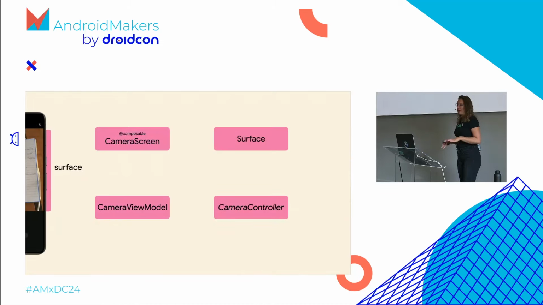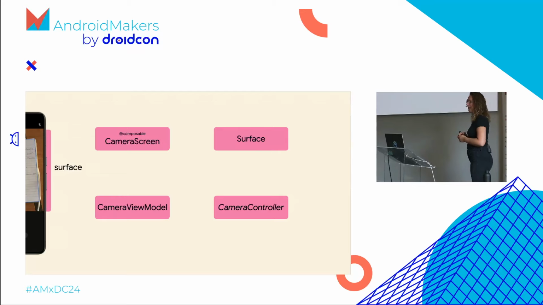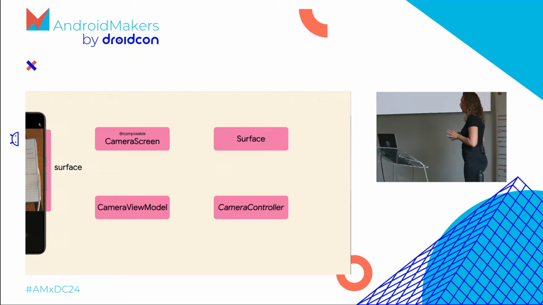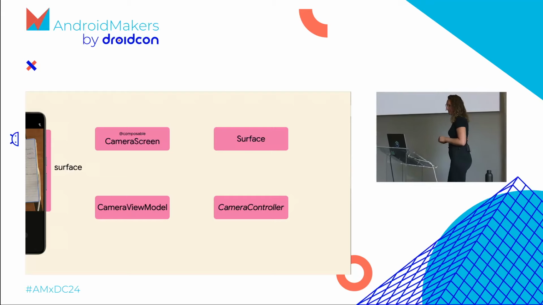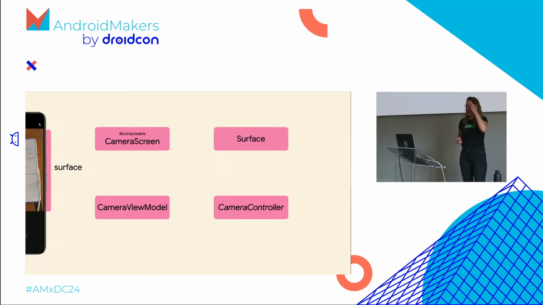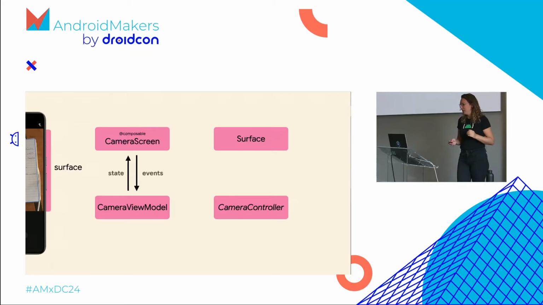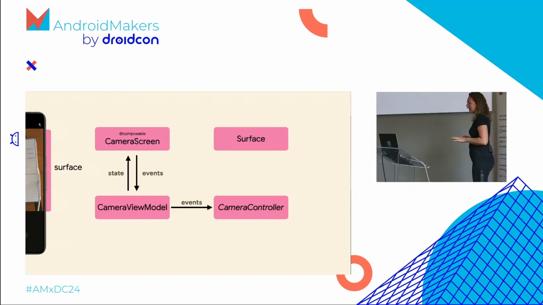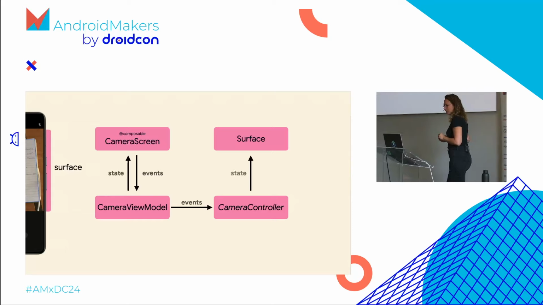In contrast, when we're rendering the actual camera stream to a surface, it's a bit more complicated. There is no UI state as such that causes recompositions and re-rendering of the Compose UI. Instead, a surface will be rendered to directly by the camera library code. So we can envision this as delegating some of the state rendering from basically the camera controller to the surface.